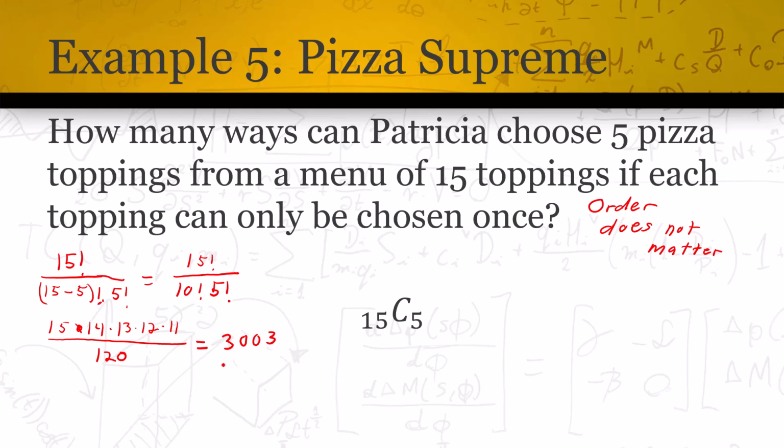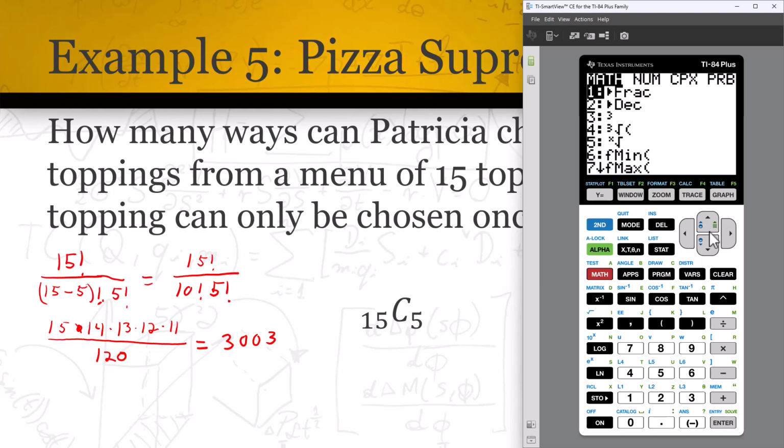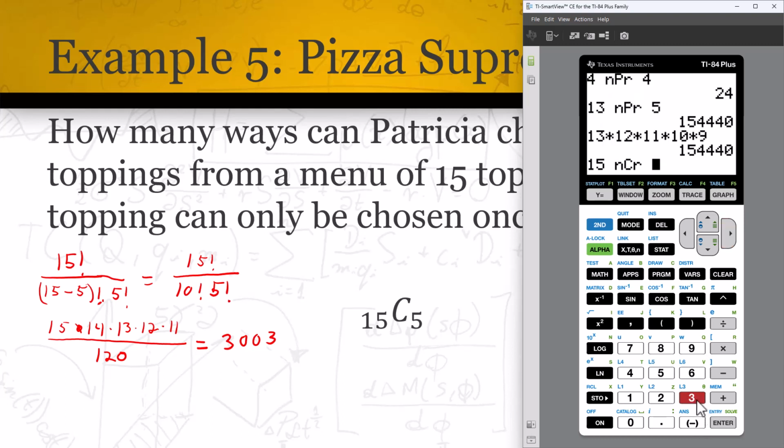As you can see, that's a lot of work. There should be an easier way to do that, and there is. Here's our calculator. What we can do is type in 15, math, go over to probability, hit 3, here we have nCr, so go ahead and hit 3, and then put in your 5, and there we go, that is our answer, 3003. Get the exact same thing.